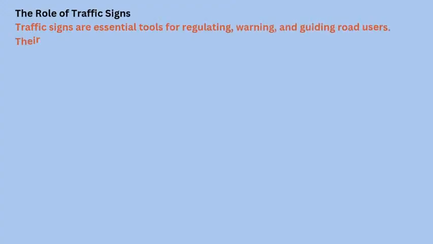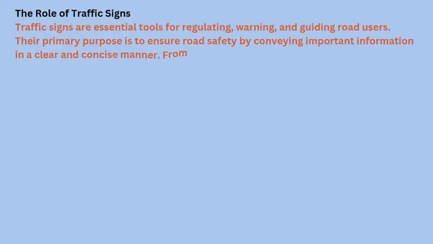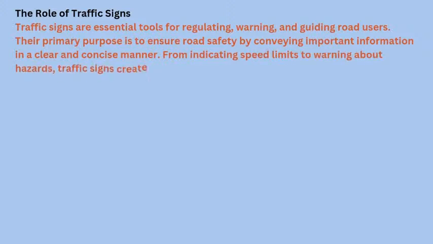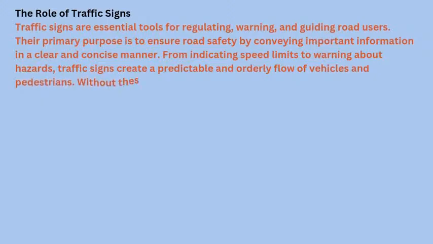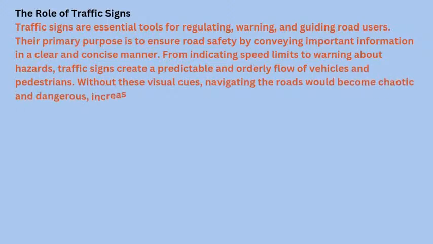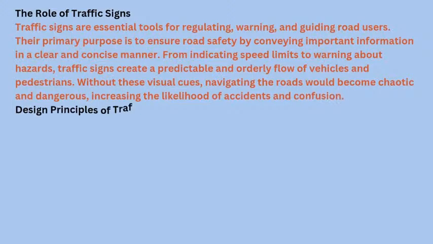The role of traffic signs. Traffic signs are essential tools for regulating, warning, and guiding road users. Their primary purpose is to ensure road safety by conveying important information in a clear and concise manner. From indicating speed limits to warning about hazards, traffic signs create a predictable and orderly flow of vehicles and pedestrians. Without these visual cues, navigating the roads would become chaotic and dangerous, increasing the likelihood of accidents and confusion.